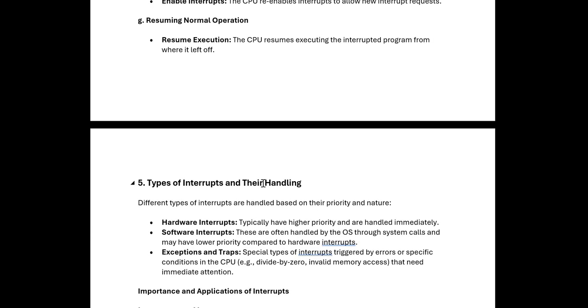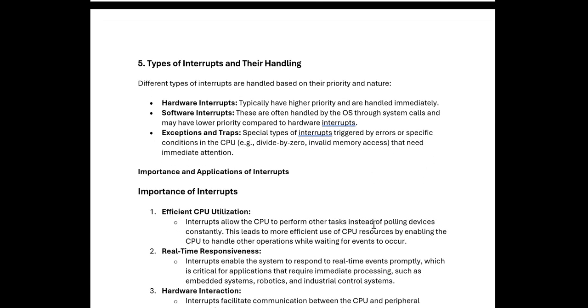Types of interrupts and their handling. Hardware interrupts typically have higher priority and are handled immediately. Software interrupts are often caused by OS system calls and may have lower priority compared to hardware interrupts. Exceptions and traps are triggered by specific errors or conditions that need immediate attention.